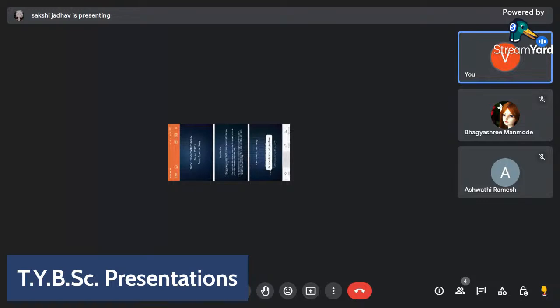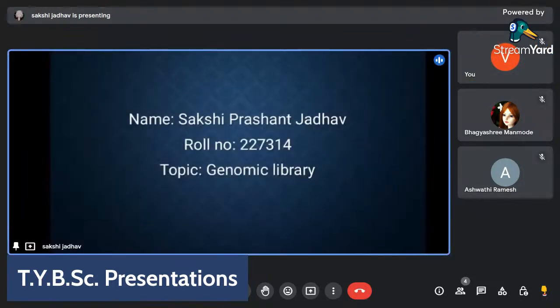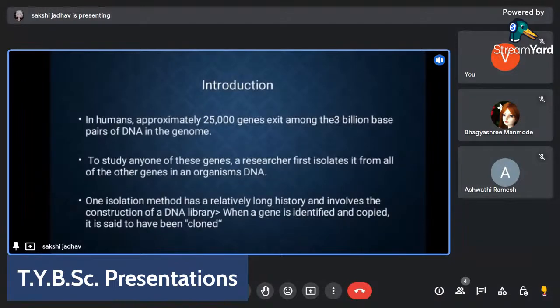Good evening, sir. Myself, Sakshi Jadhav. My topic is genomic library. In humans, approximately 25,000 genes exist among the 3 billion base pairs of DNA in the genome. To study any one of these genes, a researcher first isolates it from all of the other genes in the organism's DNA. One isolation method has a relatively long history and involves the construction of a DNA library. When a gene is identified and copied, it is said to have been cloned.